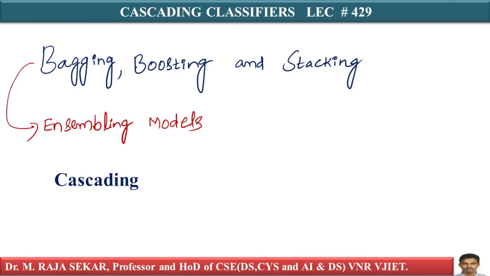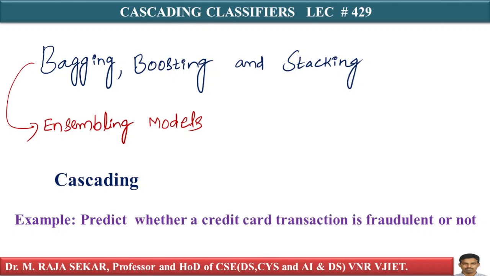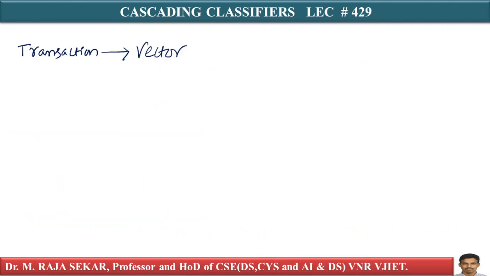Let's assume we want to build a system that predicts whether a credit card transaction is fraudulent or not. We want to build a machine learning system which, given any credit card transaction, determines whether it is fraud or not. One way to build it: given a transaction, I represent it as a vector. I can represent a transaction using a vector based on a lot of things, isn't it?